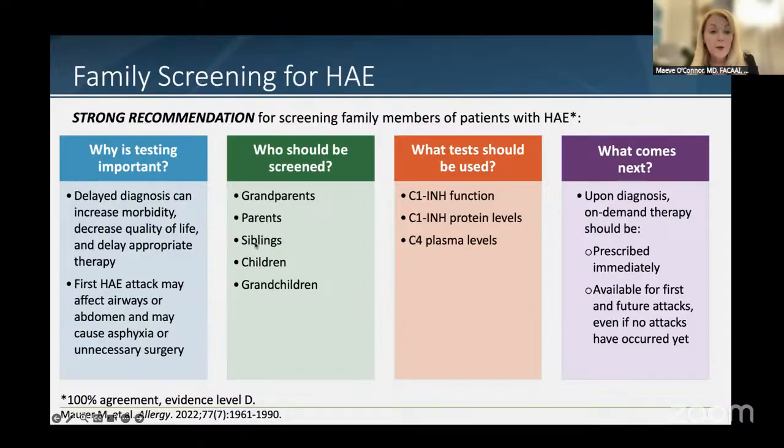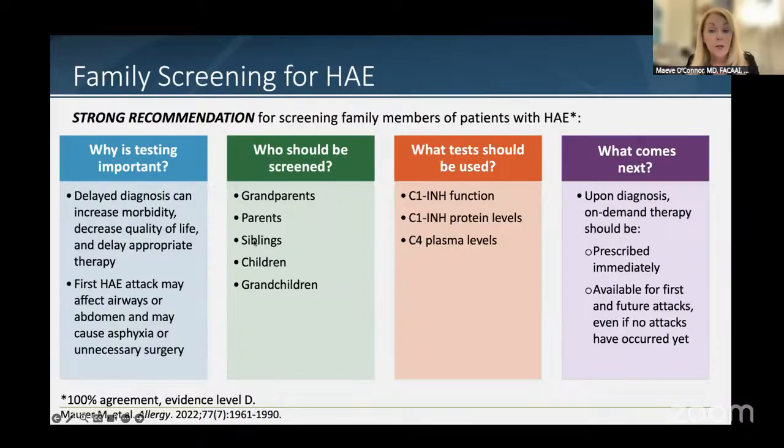The first hereditary angioedema attack may affect the airway, which can be life-threatening. It can also be in the abdomen. So we want patients to obviously not have asphyxiation, but also some of these patients may undergo unnecessary surgeries, even exploratory laparotomies, due to their recurrent abdominal pain. So important to diagnose these patients correctly.